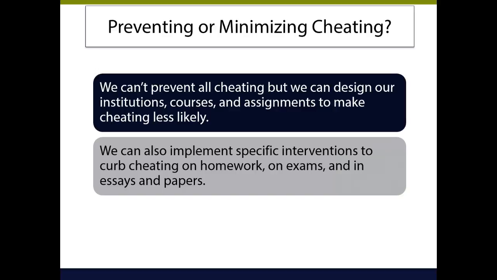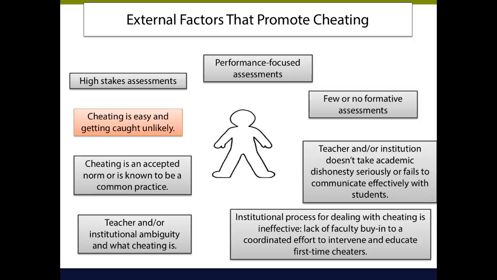And I don't think we can prevent all cheating, or maybe even most cheating, but I do think we can design our institutions, our courses, and our assignments to make cheating less likely. To me, this is where the rubber hits the road, right? What can we actually do proactively to make our classes the sorts of places where students are less likely to cheat? We can also implement specific interventions to curb cheating on homework, exams, and in essays and papers.